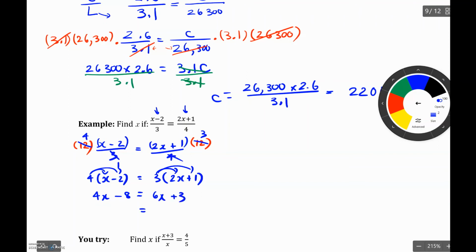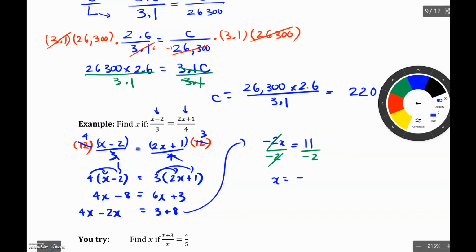Then next I transpose 4x minus 6x, so 4x minus 6x equals 3 plus 8. You can see where that's coming from. Now I simplify both sides. I'm going to get negative 2x equals 8 and 3, 11. Then my last step is to divide both sides by the numerical coefficient of the negative 2x, so negative 2. Negative 2 will go, and I'm left with x equals negative 11 over 2.